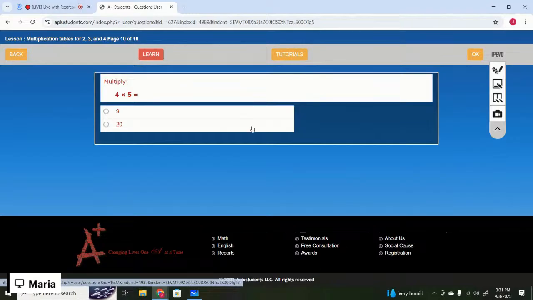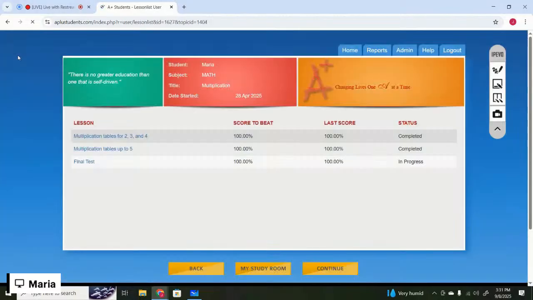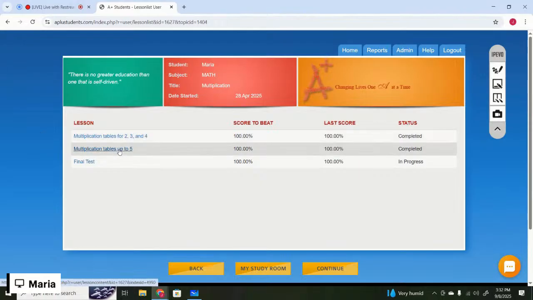Four times 5 is 20. Option 2 is the correct option. Okay, you can complete the lesson by yourself later today. Let me just move on to the next lesson. The next lesson is multiplication tables up to 5.